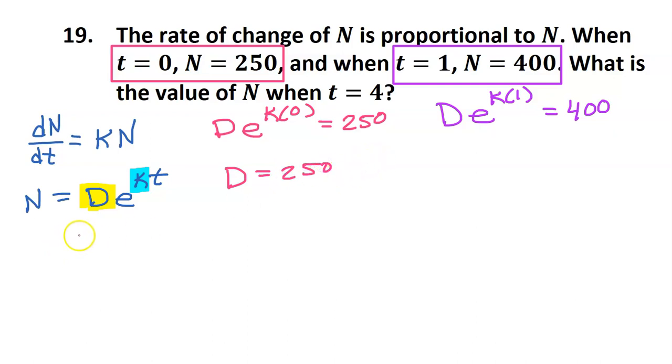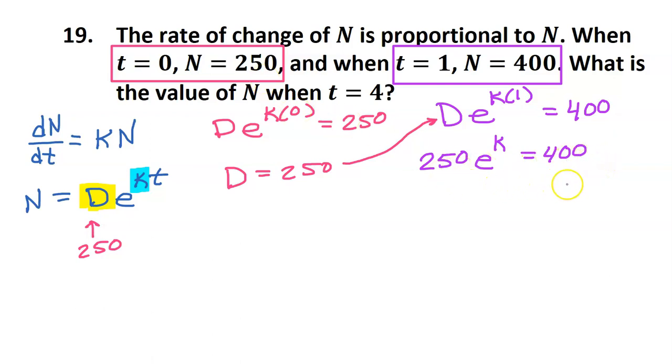All right, there you go. We already found one of the 2 constants. Yes, kids, it's just that easy. Now we can use this constant in the other equation. So let's plug in 250 for d to help us find k. 250 e to the k equals 400.